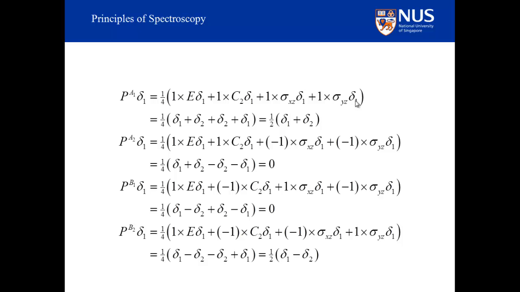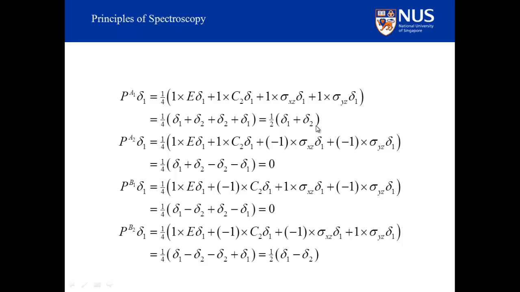This is equal to 1/4 times delta 1, that is the result of the symmetry operation on delta 1, plus delta 2, that is the result of the C2 operation on delta 1, plus delta 2, which is the result of the sigma xz operation on delta 1, plus delta 1, which is the result of the sigma yz operation on delta 1. This is all equal to 1/2 times delta 1 plus delta 2.